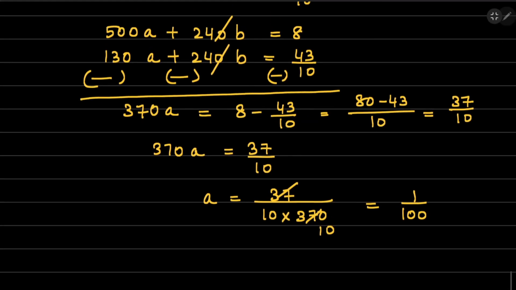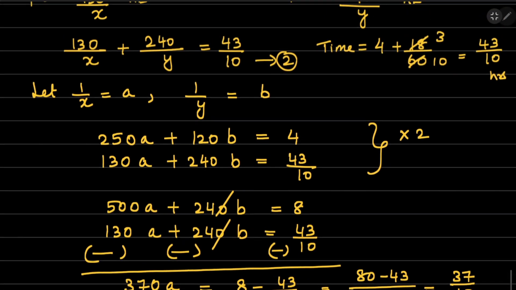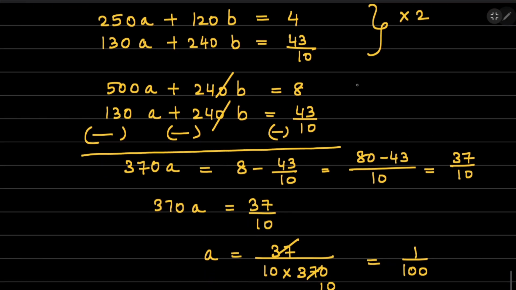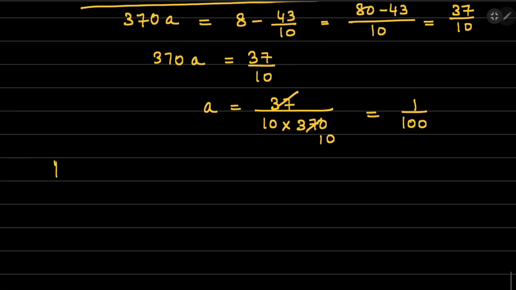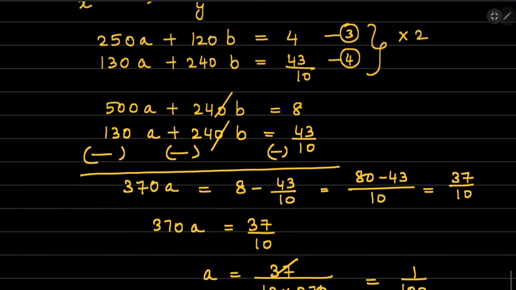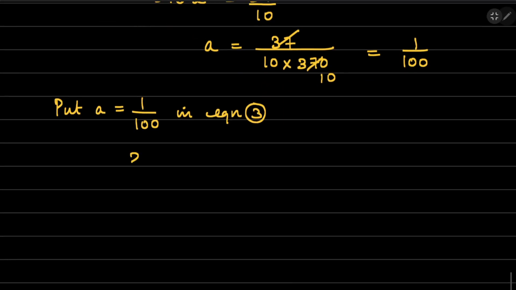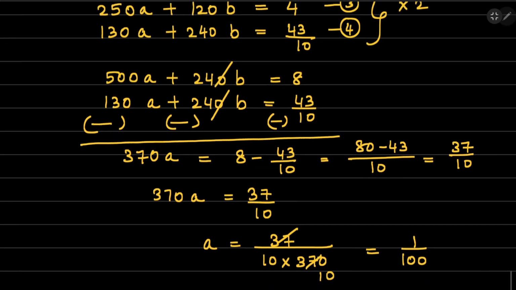Now you can put it in any one of the equations. Let me mark this as equation 3 and equation 4. So you can put a equal to 1 by 100 in equation 3. So in equation 3, in place of a, I'll write 1 by 100 plus, what is equation 3?